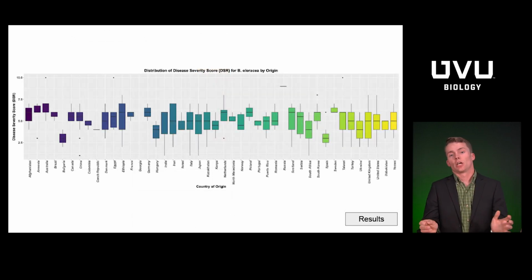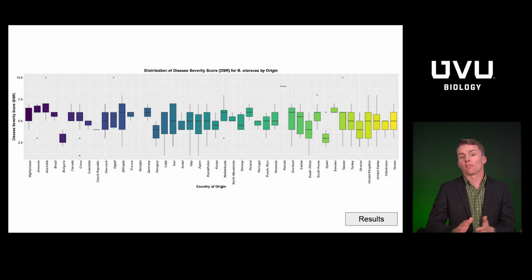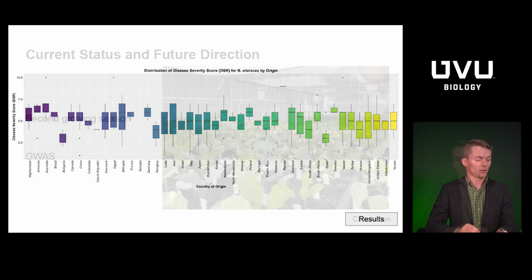In addition, I mentioned these accessions were requested from all over the world. We made a graphic here showing the average DSR by origin. And you'll notice here the lowest of which are Bulgaria and Spain, very, very low. And so that's an avenue that we could explore further. And then you'll notice just the wide spread there in origin and disease severity rating.